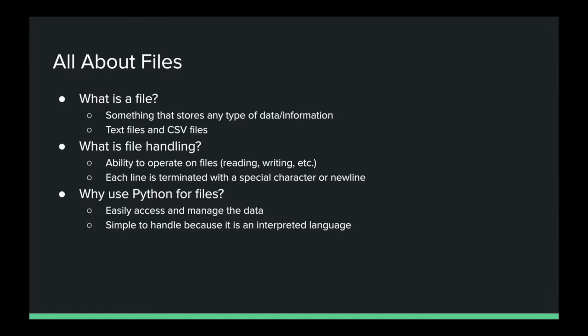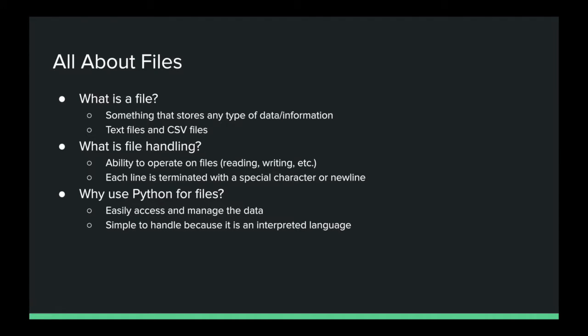With files, there's something called file handling, which is the ability to operate on the files, whether that's reading the file or writing into the file. Those are the two main operations you can do, but there are some other ones as well. Something that's useful about files in Python is that each line is terminated with a special character or a new line, which makes it easier to access and do things with. That's one of the reasons why people use Python for files. It's easy to access the data and manipulate it the way you want to.